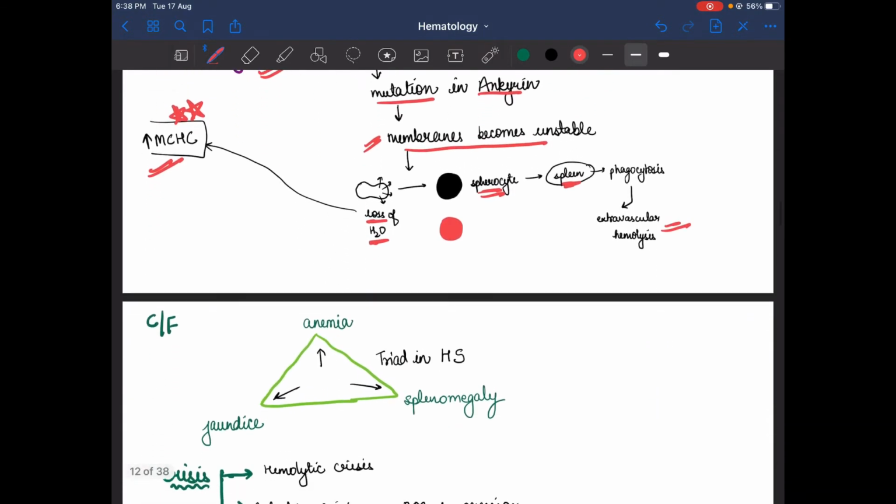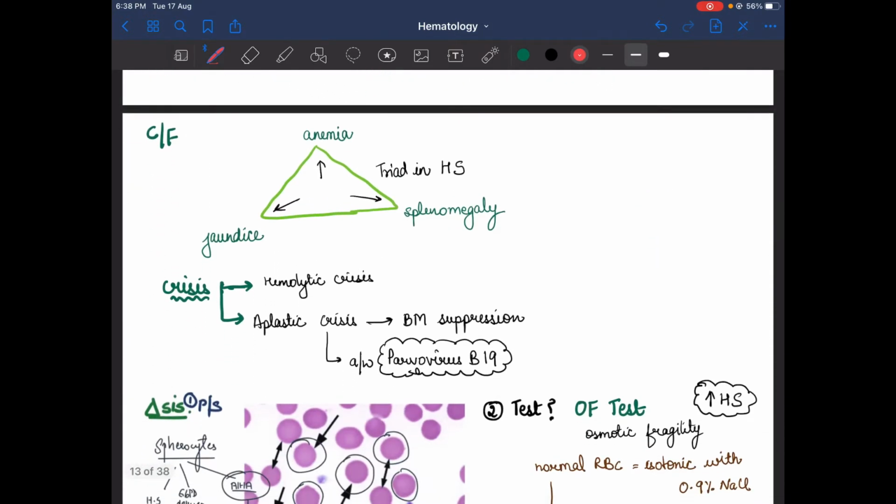Now what are the clinical features? There is one triad for hereditary spherocytosis. There is anemia due to breakdown of red blood cells. As more and more macrophages engulf the red blood cells in the spleen, the spleen becomes enlarged, so splenomegaly occurs. There is also jaundice in hereditary spherocytosis. So for the triad of hereditary spherocytosis, we have to remember three things: anemia, splenomegaly, and jaundice.